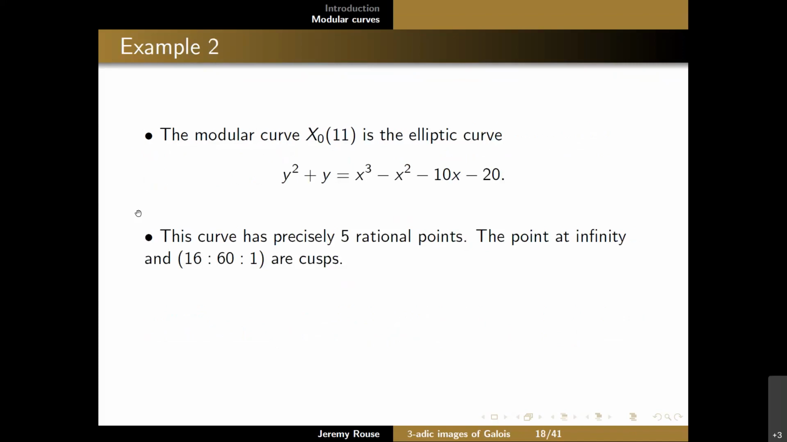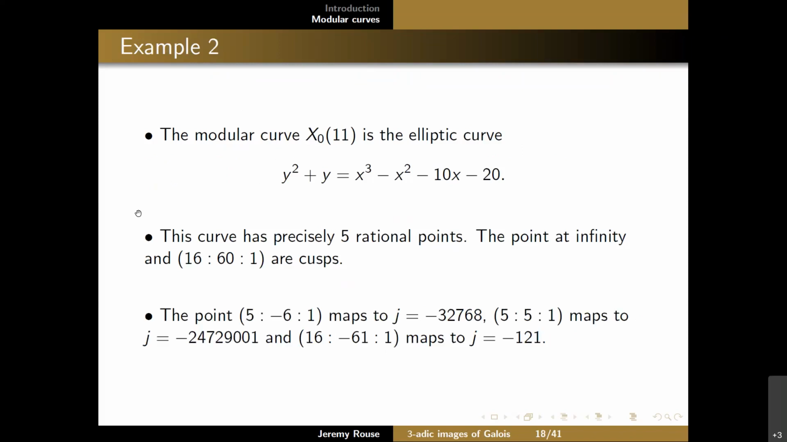So this elliptic curve has precisely 5 rational points on it. 2 of those 5 rational points are cusps, the point at infinity and the point where x is 16 and y is 60. Those are cusps. There are precisely 3 other points on this elliptic curve. Here are what the points are, and then they map to these 3 J invariants: minus 32,768, minus 24,729,001, and J equals negative 121. What that means then is that there are precisely 3 J invariants of elliptic curves over Q that have a cyclic 11 isogeny.